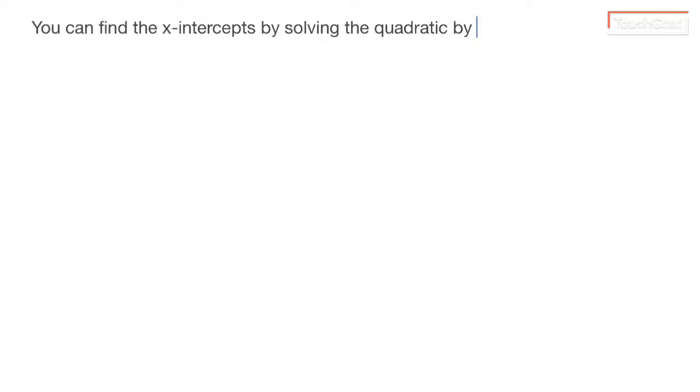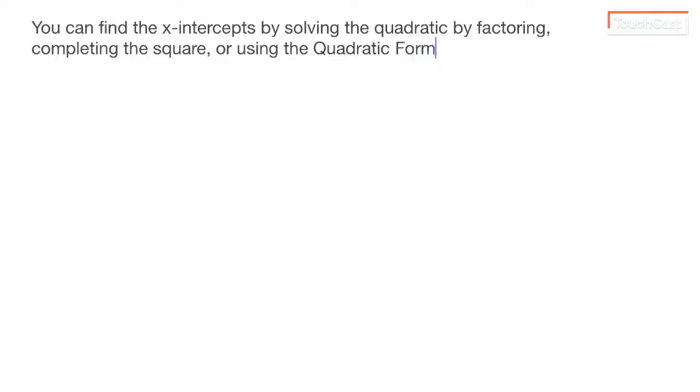So like I said in the last example, we can find the x-intercepts, which are also the zeros of a quadratic function, by solving the quadratic by either factoring, we could complete the square, or we can use the quadratic formula, which is my personal favorite. So we're actually going to look at example 3 next.